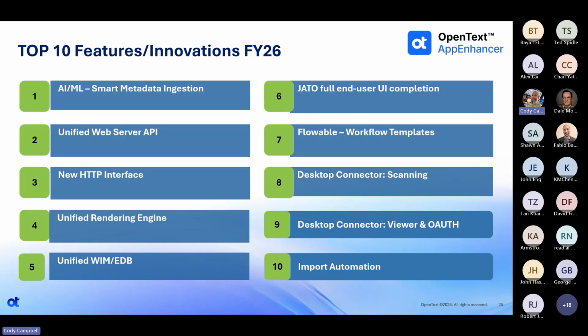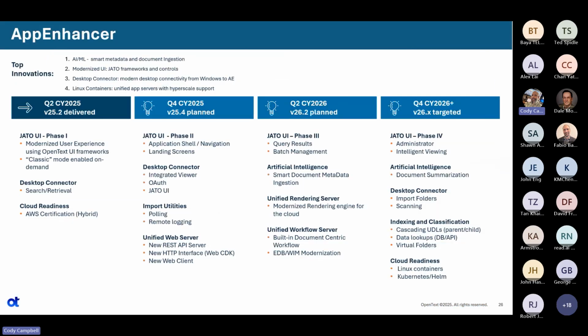The desktop connector, being able to scan documents at the desktop level with the connector capability, that's coming next year. The viewer and the OAuth, we've already got that done. And the import automation, we've already got that done. We're talking fiscal 2026, which starts a little earlier than the calendar year. So those are our top 10 that we're really targeting for this roadmap that I'm about to show you now.